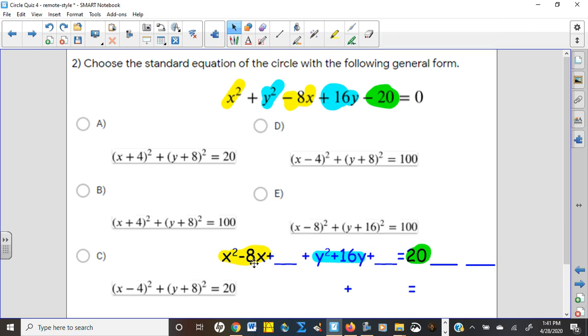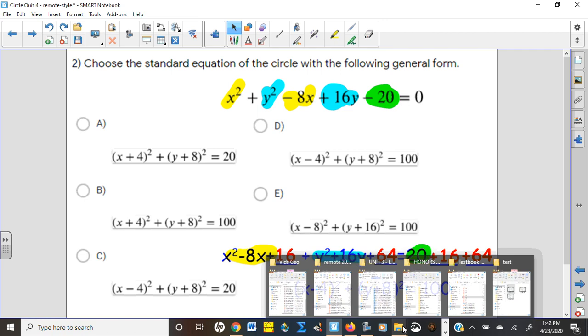Half of 8 is 4, squared is 16. Don't forget to add the 16 to the other side. Half of 6 is... half of 16 is 8, squared is 64. Add that 64 to the other side. So we're going to end up with 100 on the other side. We now can square our perfect binomials that we made. So this becomes x minus 4 squared, y plus 8 squared.